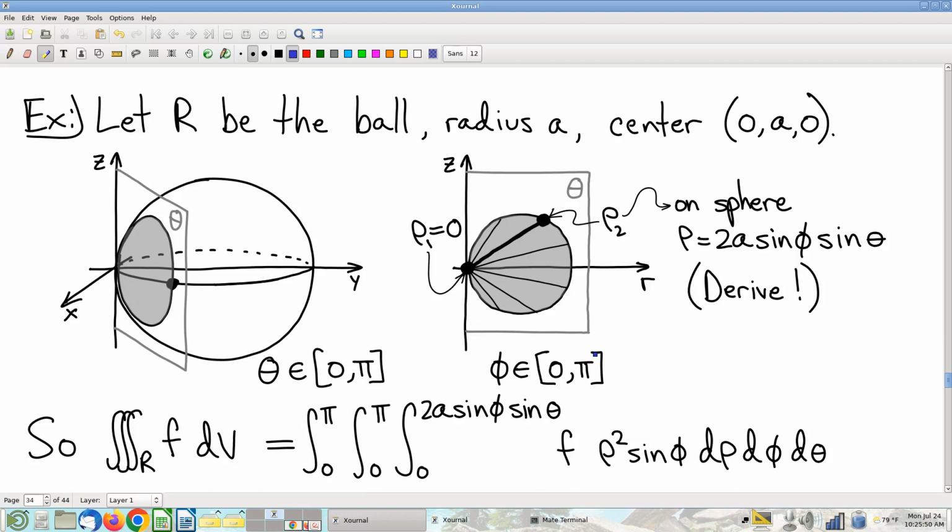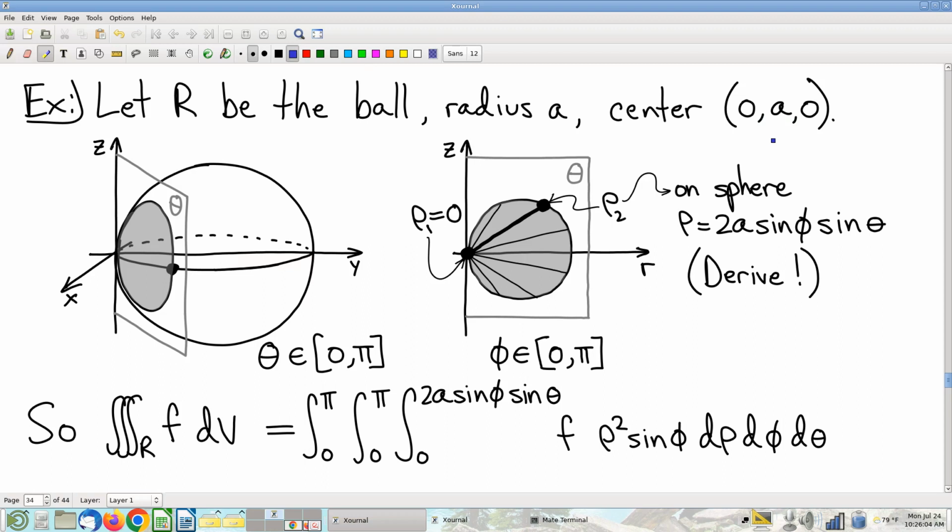Suppose we have another ball. This time it's centered over here on the y-axis. And that actually changes things quite a bit. So, as I see from our picture, here's what a theta slice looks like. Now, geometric appeal, I've got a ball here, and I'm taking a slice, but I'm not going through the center of the ball, right?